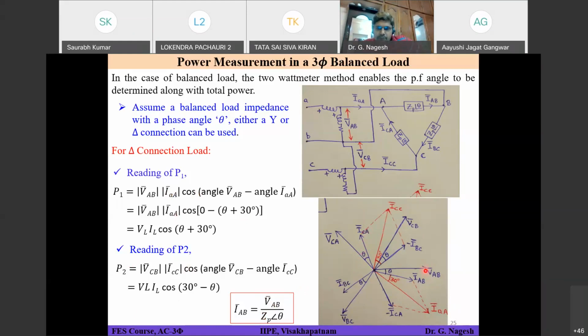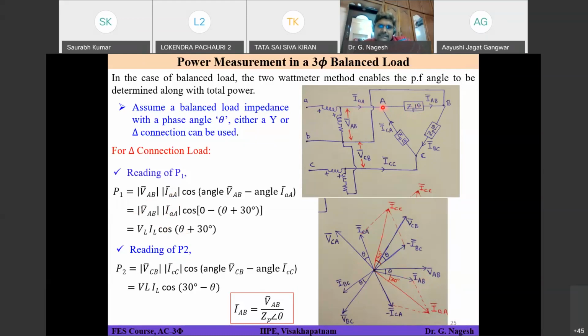Here, this is your voltage, and current IAB will be lagging this voltage by an angle of theta, because theta is coming from the impedance you are connecting to the network. So IAB you have got. In this formula, you have to find out the phase angle difference between VAB and IAA, because IAA is the current flowing in the current coil of your wattmeter. If you see, this is the current coming into your node terminal A.